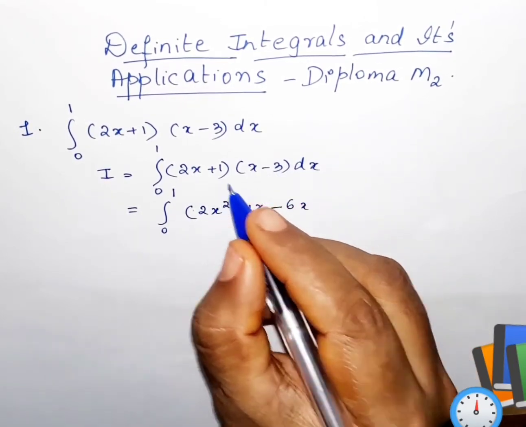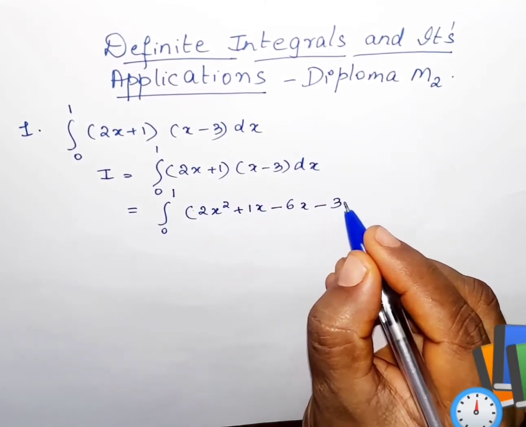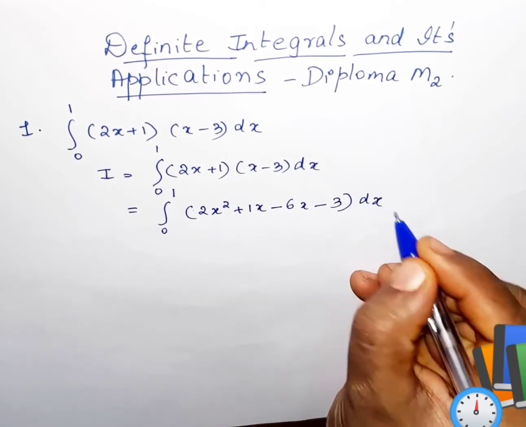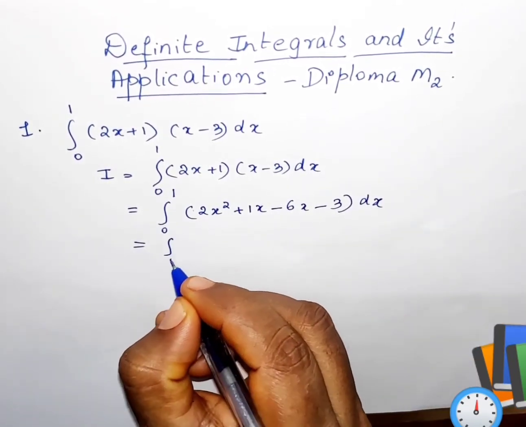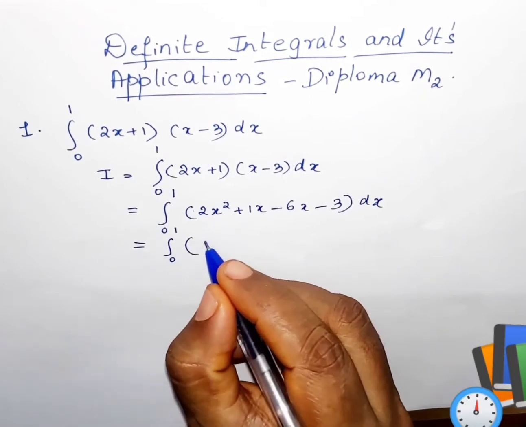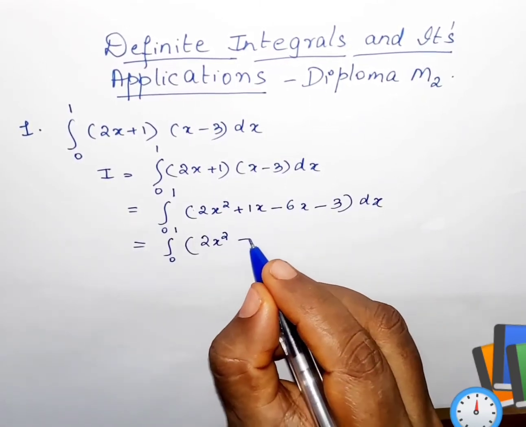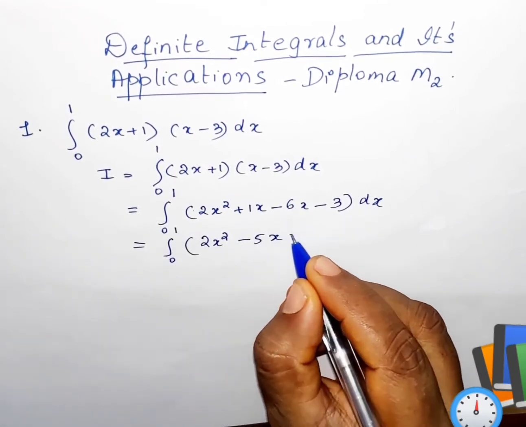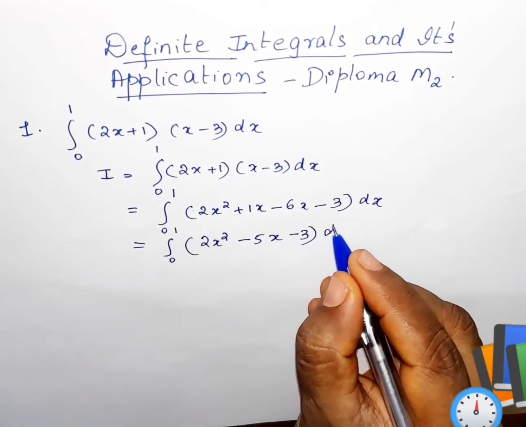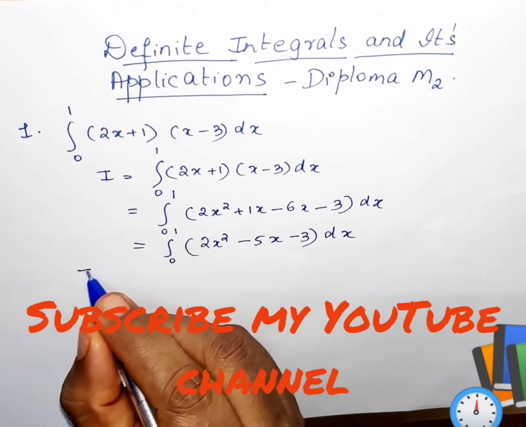Minus into plus is minus, 3 into 2x is 6x, and minus into plus is minus, 3 ones are 3 dx. Now let us write the same integral 0 to 1, 2x square plus 1x and minus 6x gives minus 5x minus 3 into dx.